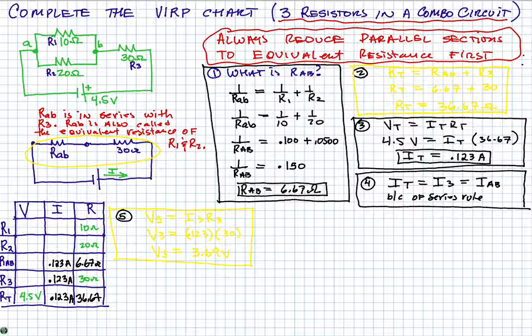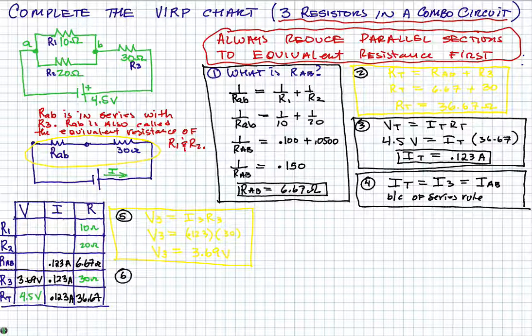Oh, I did it again, yellow. Too bad you can't yell at me while I do this. Okay, so 3.69 volts. Okay, I'm using my black pen, I hear you.